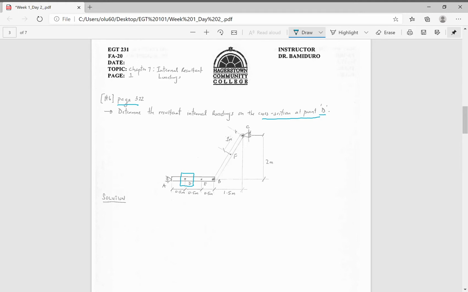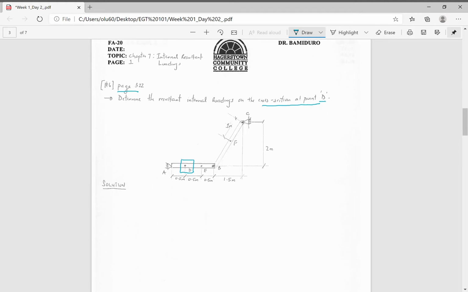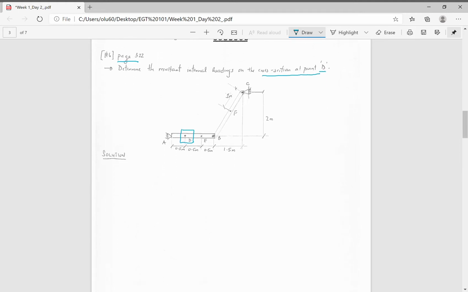Okay, so we can move forward, and step 1 is to draw a free body diagram. Keep in mind that A is a pin, and C is also a pin.